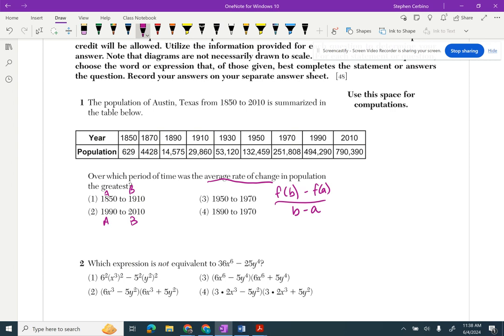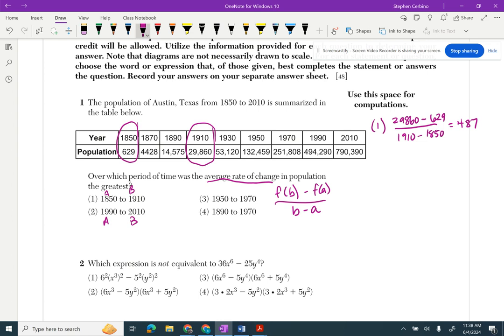Now, for this question, since it's a table, we don't actually have a function to plug into. We just have to use the numbers. So if I wanted to find the average rate of change for choice 1, I'd have to look at the year 1850 and compare it to the year 1910. So for choice 1, my average rate of change would be 29,860 minus 629. And then if I divide by the years, which represent my interval, from 1910 back to 1850. Now, if you plug that into your calculator, you get about 487.